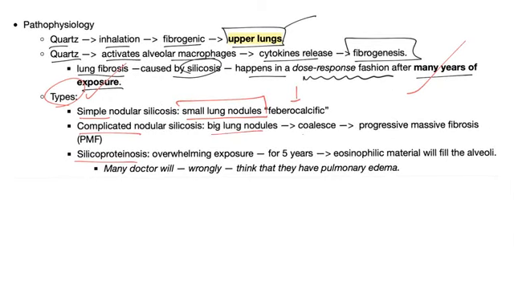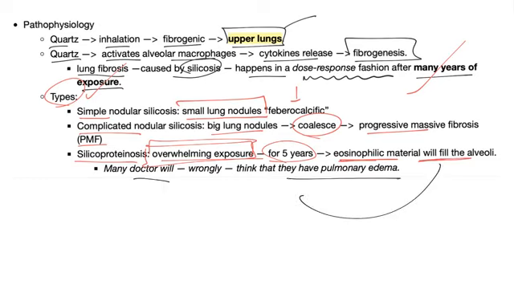Complicated: you have big nodules, they coalesce, leading to progressive massive fibrosis or PMF. Silicoproteinosis: you have overwhelming exposure, like exposure to tons of silica for 5 years. Give it time, and it will lead to eosinophilic material filling the alveoli, and many doctors unfortunately will confuse this with pulmonary edema because they have the same symptoms.